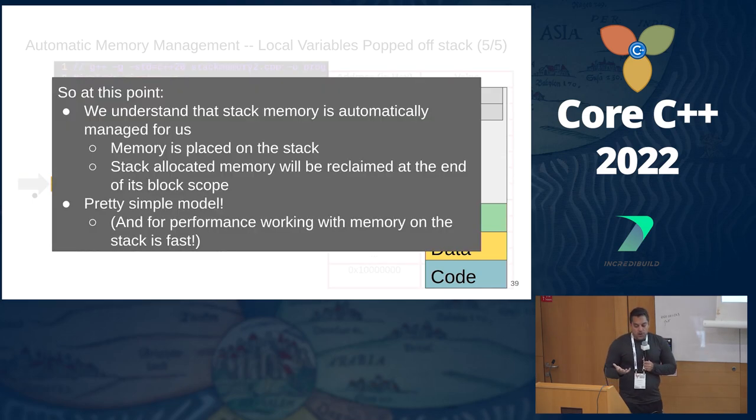All right, so at this point, hopefully we understand stack memory. It's automatically managed for us. Memory is placed on a stack in a specific spot in each process that's running. And the memory is reclaimed at the end of its block scope. Okay, so it's a pretty simple model, and it sort of makes sense. And performance-wise, this is great for working with memory. The stack is very fast. We push stuff on the stack, and then we pop it off, and it's in a nice contiguous block.